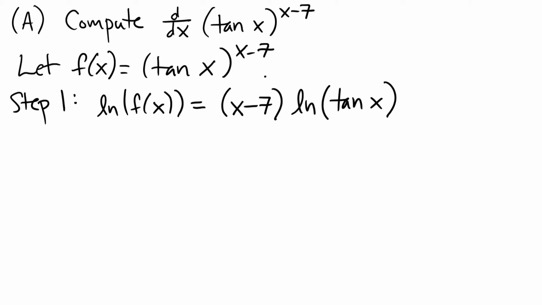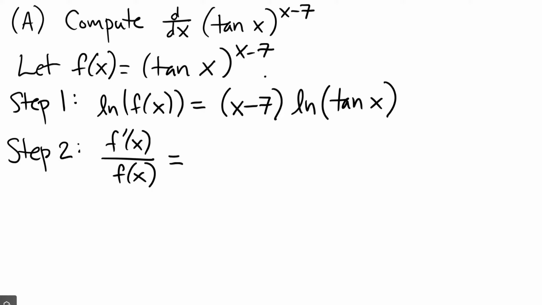And now it's time to move on to step 2, which is when we differentiate. So on the left side, when we differentiate ln f(x), we always get f prime of x over f(x). And now on the right-hand side, we have a product, so we have to use the product rule. The product rule says first we'll differentiate x minus 7, which gives us 1, and leave the other thing alone, leave natural log tan x alone.